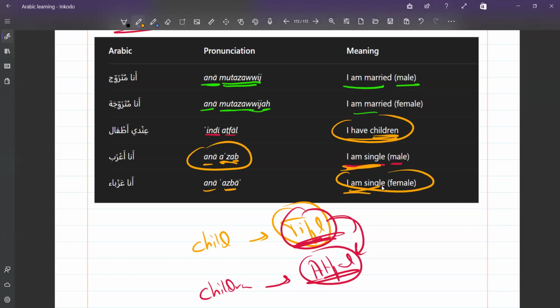Hope you enjoyed the lesson. Hope you got to learn the words used to describe your relationships and family.